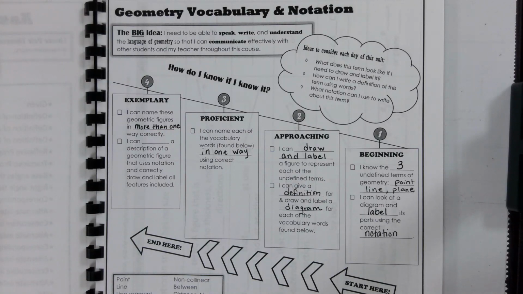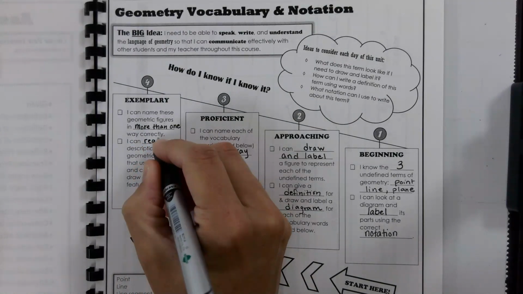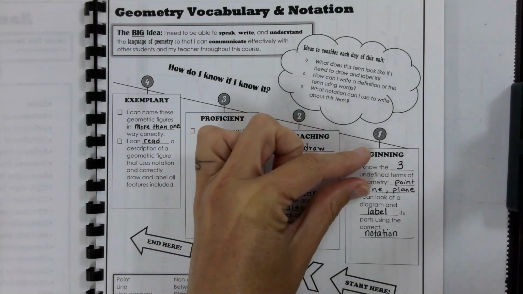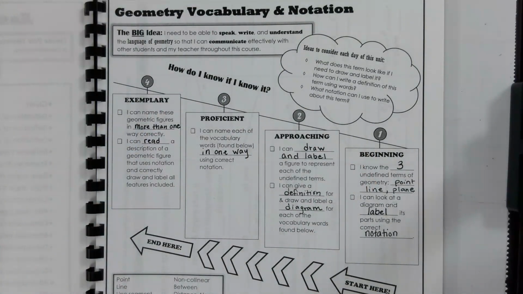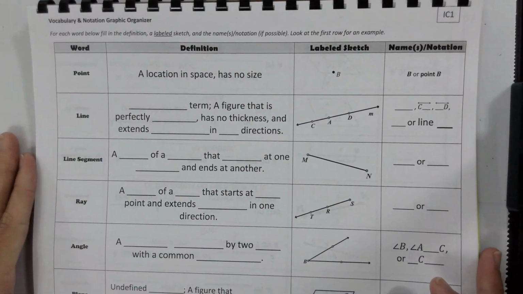Also a part of that level 4 is I can read a description of a geometric figure that uses notation and correctly draw and label all the features. That seems like a lot, and we're going to just start today, especially in this video, with just the definition of the terms for this standard. So we're going to turn the page to page 3. There's nothing on page 2. So page 3, we're going to turn our notebook sideways and just focus on filling out the definition for our terms. That's all we're going to worry about today.